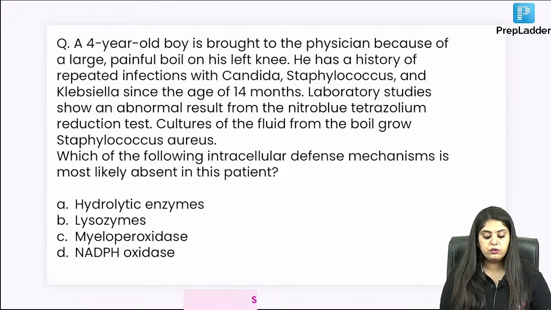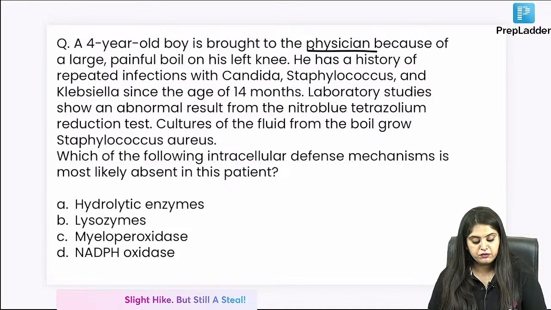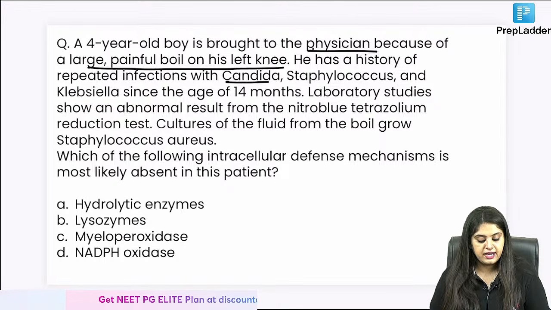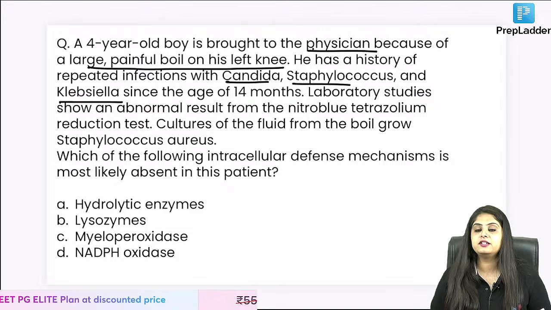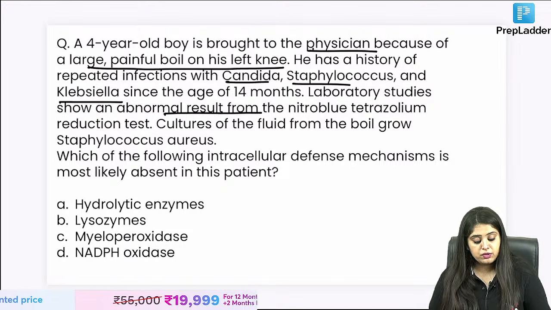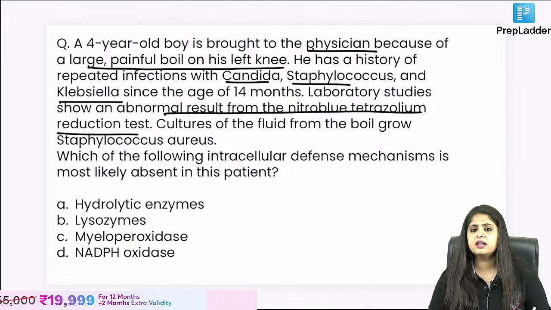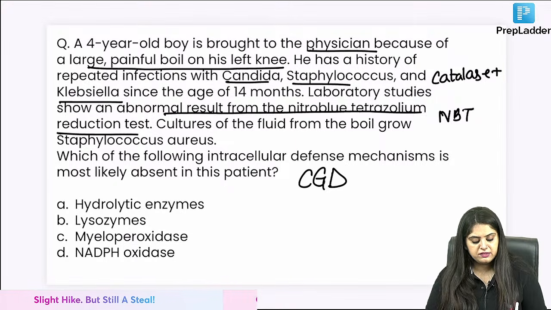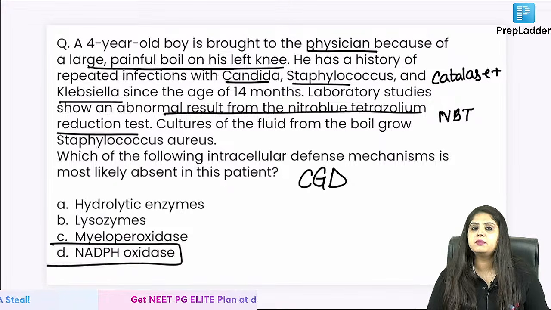There is a 4-year-old boy who's got to the physician because of a large painful boil on his left knee. He has a history of infections with Candida, Staph, Klebsiella since the age of 14 months. Lab tests show abnormal nitroblue tetrazolium testing. I think I made my answer. ये देखो ये सारे catalase positive organisms थे. Plus ma'am, the NBT testing has been positive. This is a case of chronic granulomatous disease, which is a deficiency in which enzyme? How simple?